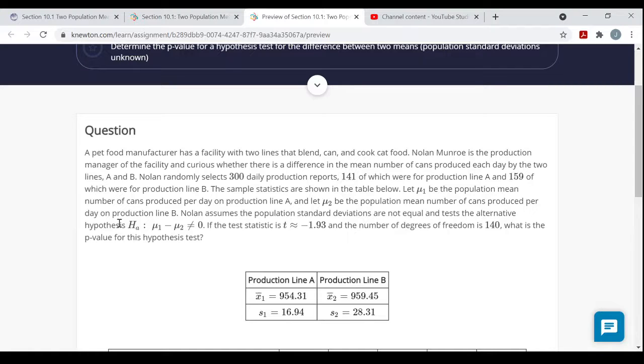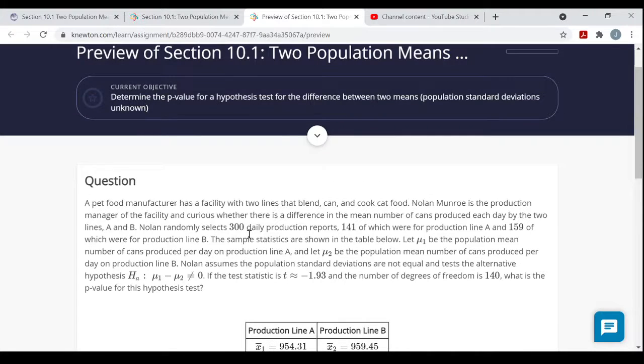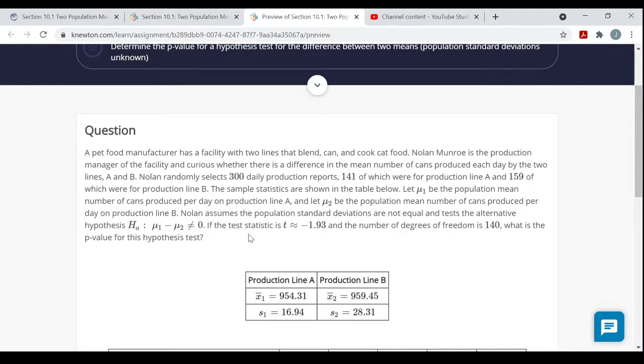And test the alternative hypothesis that mu1 minus mu2 is not 0. In other words, that the average number of cans produced by both lines are not the same, not 0 when you take their difference. Now this is pretty nice of them. Again, the objective is only on determining the p-value, so we are told the test statistic. The test statistic for these two samples, the difference in their sample means, is negative 1.93.